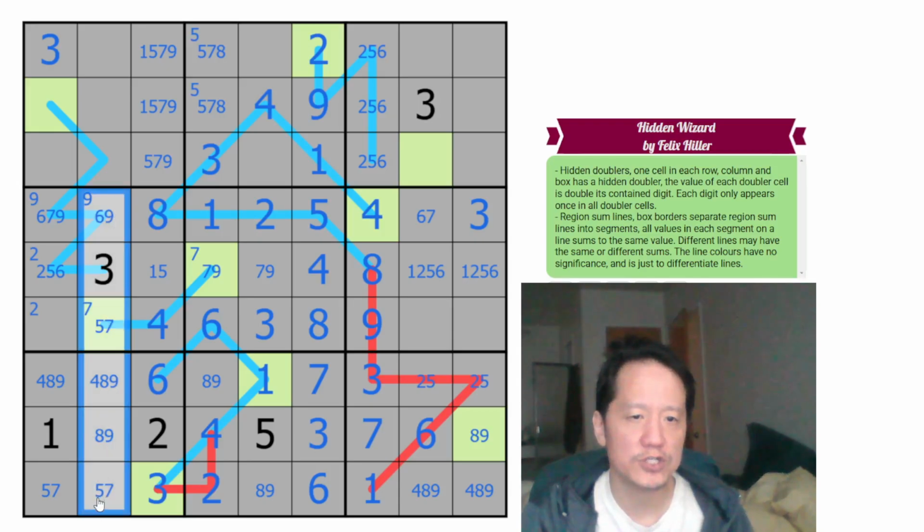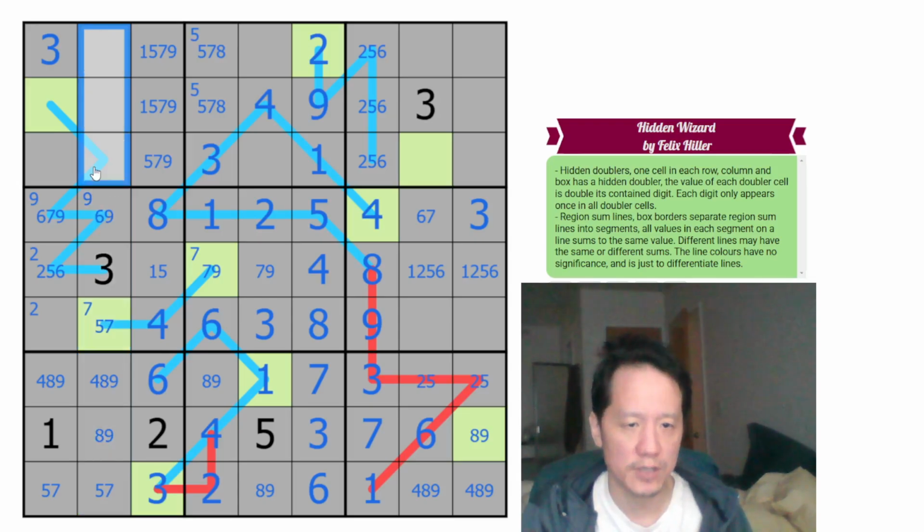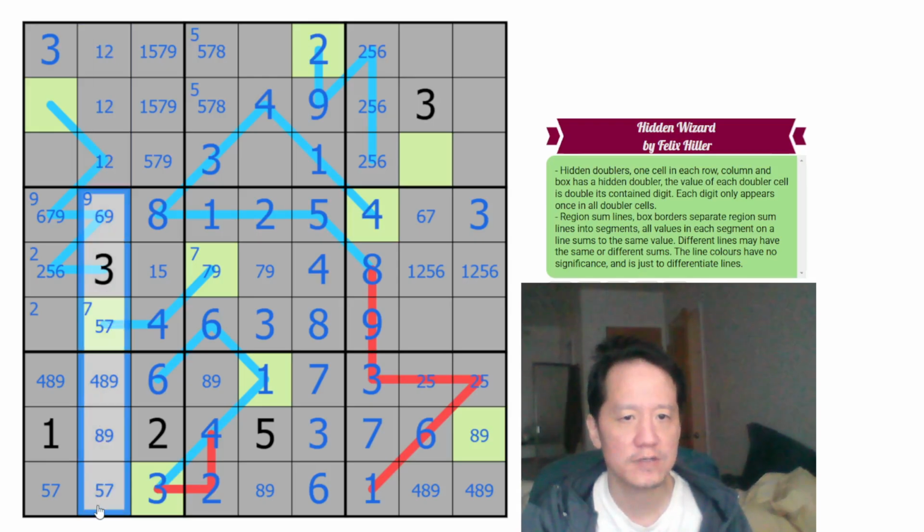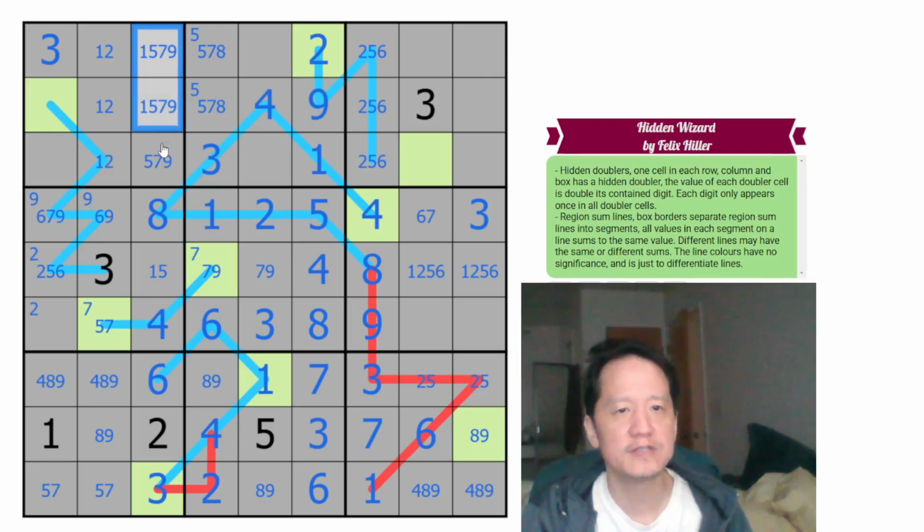What are the digits in the rest of the column then? 1 has to be here, and 2 has to be here. Well, since 1 has to be one of these 3 cells, because it can't be any of these, it cannot be in this column either. So this cannot have a 1.